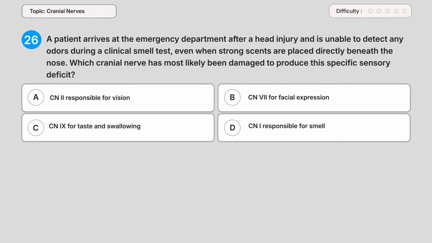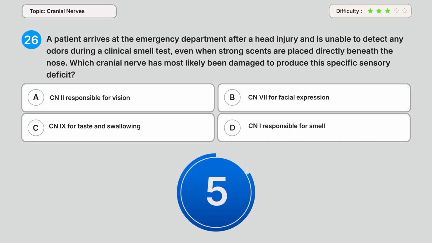26. A patient arrives at the emergency department after a head injury and is unable to detect any odours during a clinical smell test, even when strong scents are placed directly beneath the nose. Which cranial nerve has most likely been damaged to produce this specific sensory deficit? A. CN II responsible for vision. B. CN VII for facial expression. C. CN IX for taste and swallowing. D. CN I responsible for smell. What do you think is the answer?